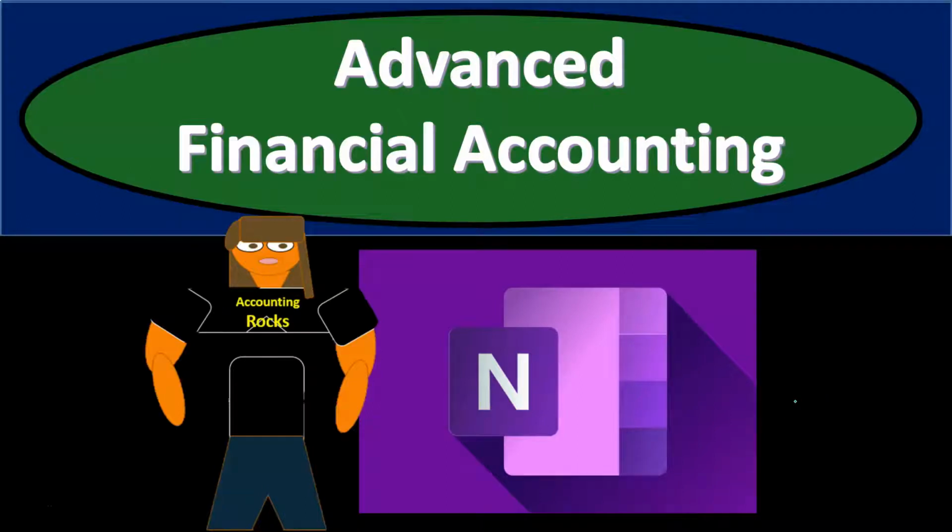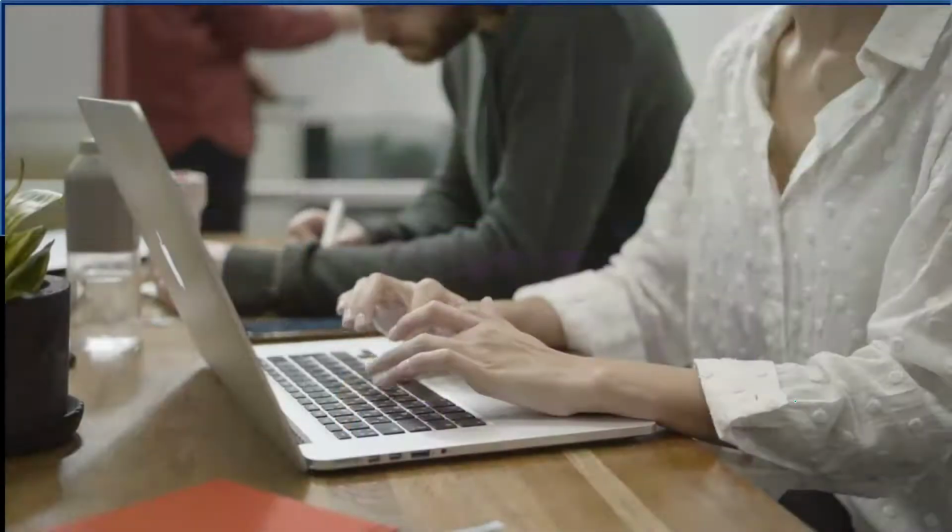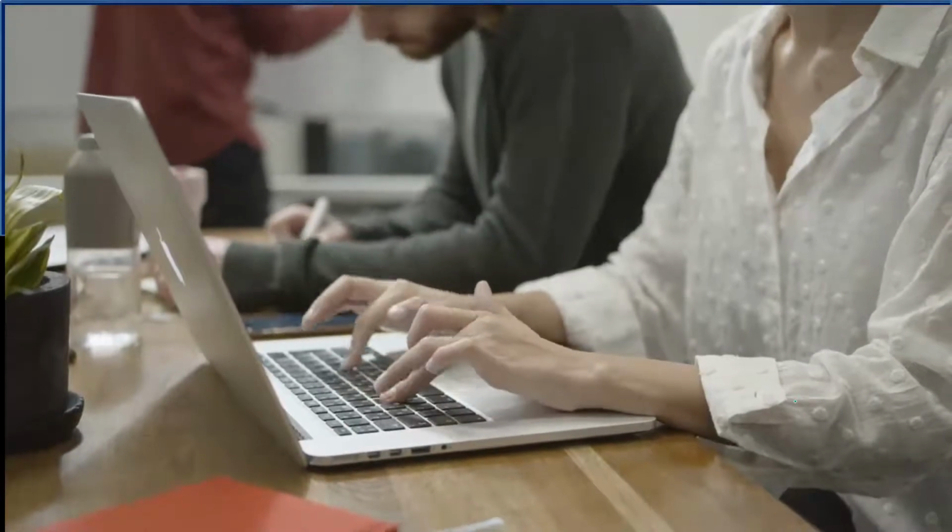Advanced Financial Accounting OneNote Practice Problem. In this presentation, we're going to work a practice problem in OneNote related to a forward exchange contract designated as a cash flow hedge and redesignated as a fair value hedge. Get ready to account with Advanced Financial Accounting.